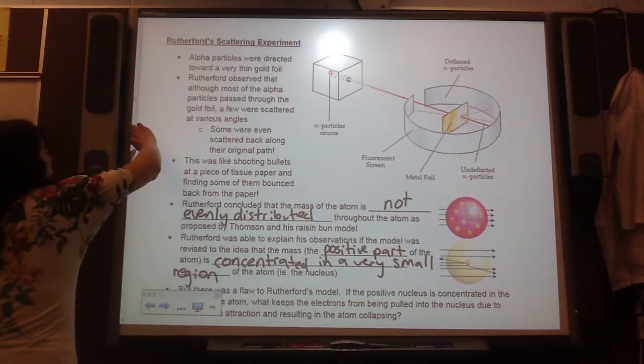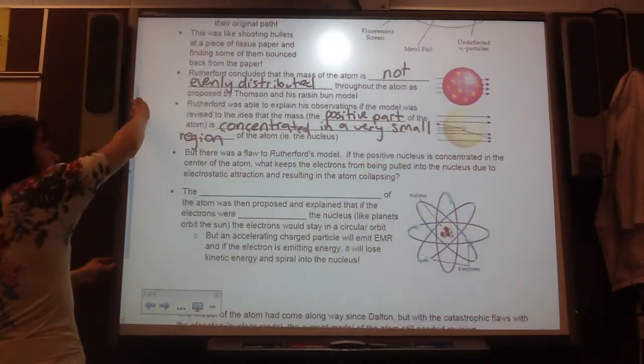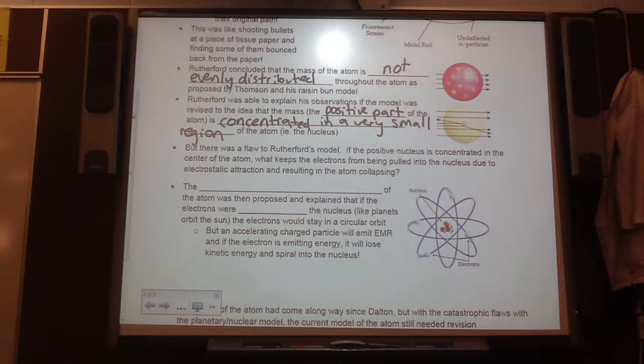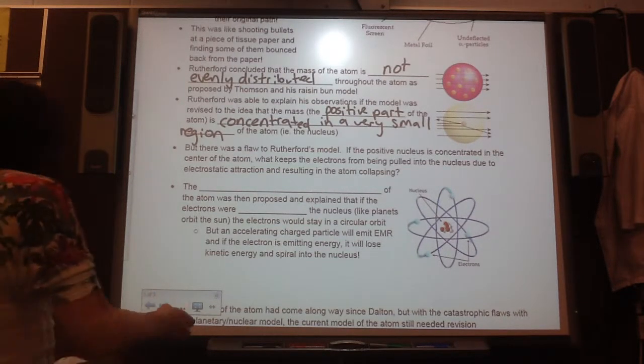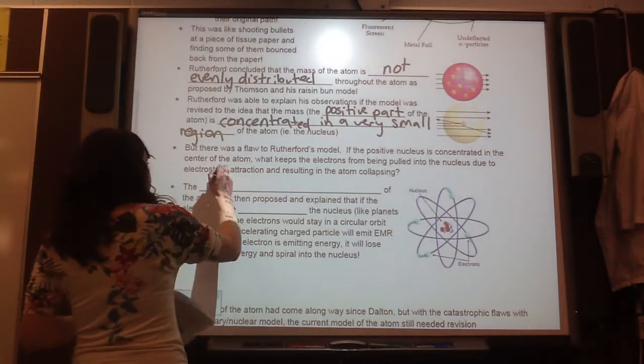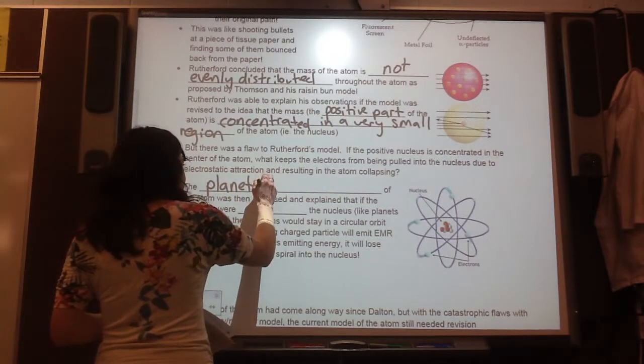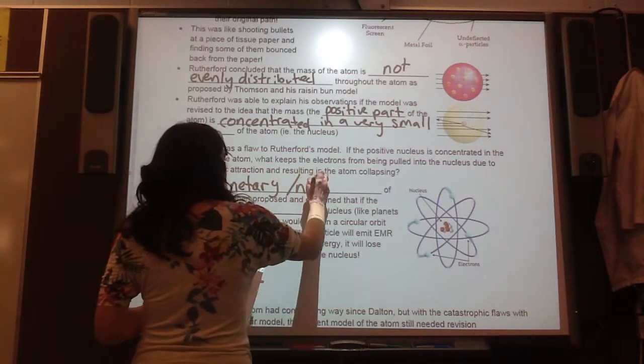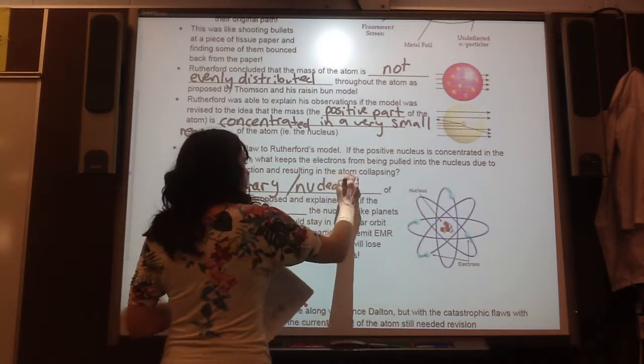But anyways, there was a flaw to Rutherford's model. If the positive nucleus is concentrated in the center, what keeps the electrons from being pulled into the nucleus? Because they're negative and the nucleus is positive, why doesn't it just implode, due to the electrostatic attraction? So what was developed was the planetary, or nuclear, model.